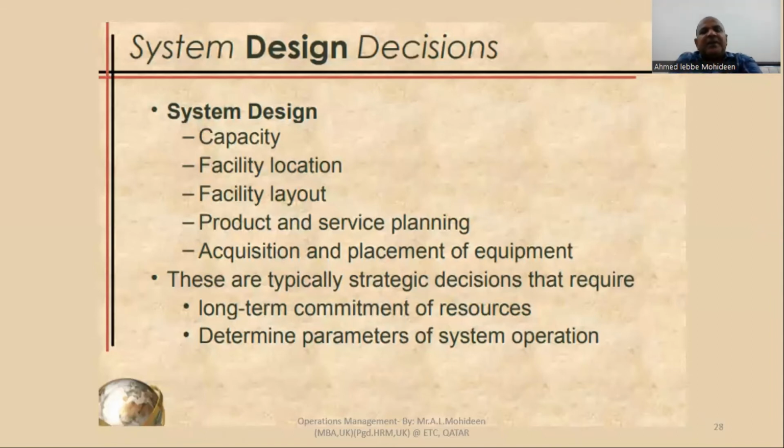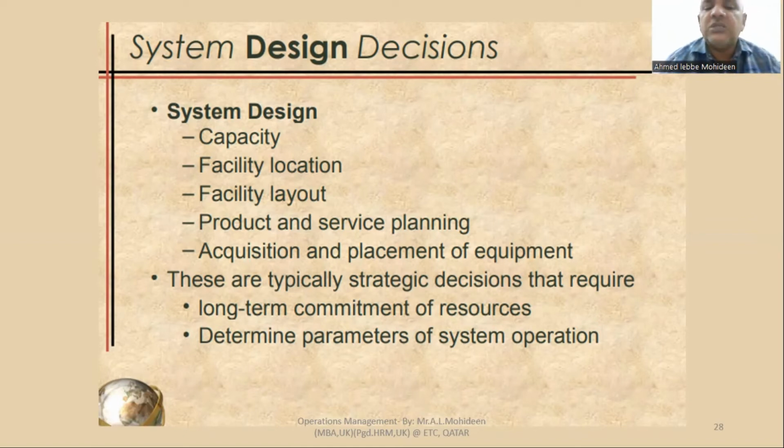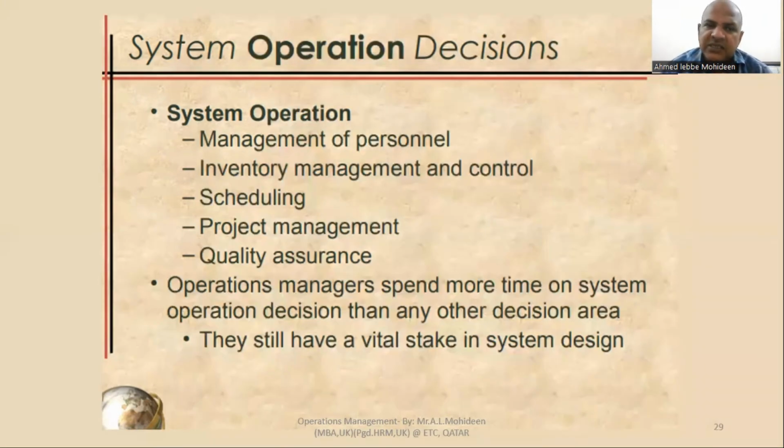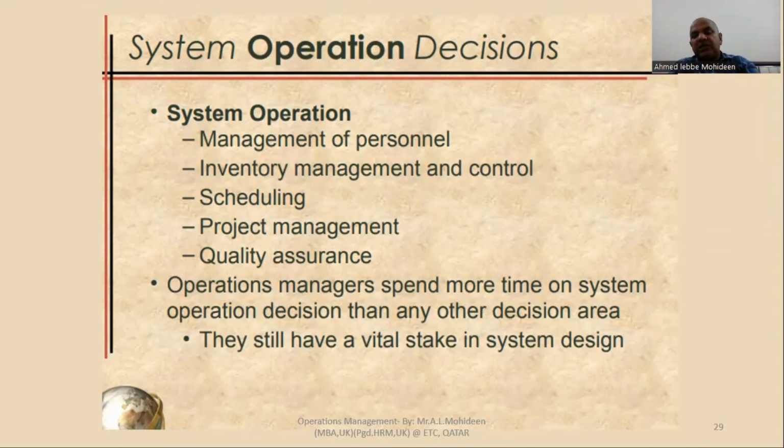System design: capacity, facility, layout, product and services planning, acquisition plan, and the placement of the equipment, everything. These are typically strategic decisions that require long-term commitment of resources and determine the parameters of system operation. So you have to understand what system designing is. Is that clear? System operation decisions are connected with personnel management, employee management, inventory management, schedule management, project management, and quality assurance.